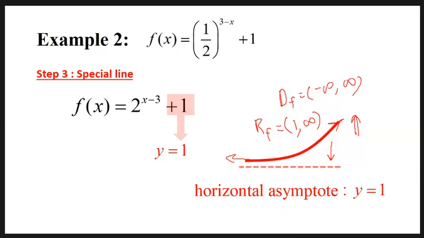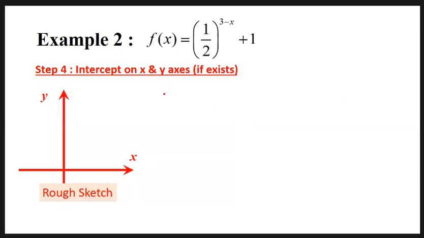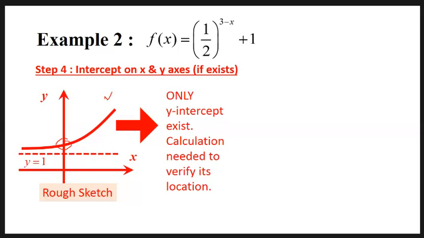So this is how we can use the first 3 steps to observe the domain and range by graphical methods. Next, step 4. We would like to identify whether x and y intercepts exist or not in our graph sketching. With the help of the special line, the horizontal asymptote in this case, and also the shape that we identified from step 2, we can see from the rough sketch that there is a y-intercept and there is no x-intercept in this case.